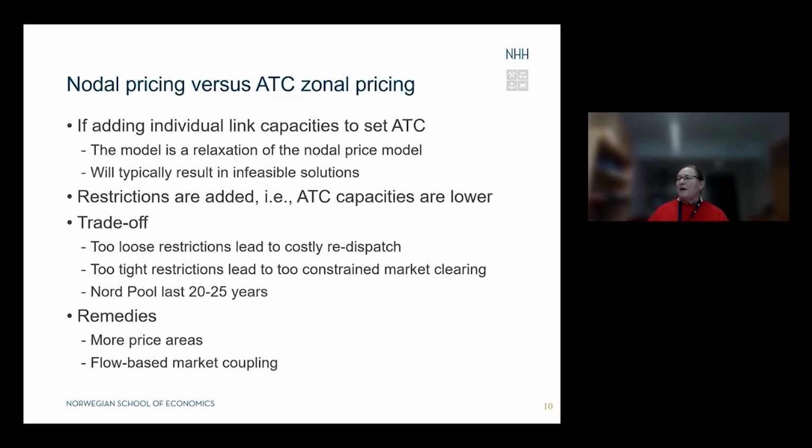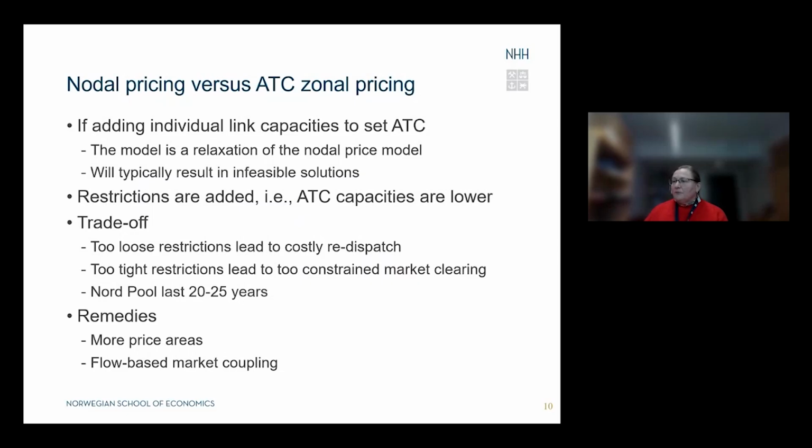And in practice, what has been done in the ATC world is that we add restrictions. So we reduce the capacities on the lines or on the transfers between price areas. And then we end up in a trade-off situation. If we have too loose restrictions, we will have costly redispatch. If we have too tight restrictions, that will lead to too constrained market clearing. And that is what we have seen in Nord Pool during the last 20 to 25 years. And it's also directly influencing the prices that we get.